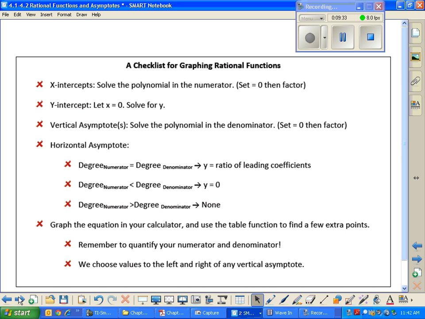And then the horizontal asymptote, that's the brand new piece of information. That comes from a comparison that you're going to do. You're going to compare the degree of the numerator, or the highest exponent in the numerator, to the highest exponent in the denominator, and then make your horizontal asymptote from there. The last thing we usually do is we graph our equation in our calculator to get a couple of points to make our graph nice and neat. So let's get started.